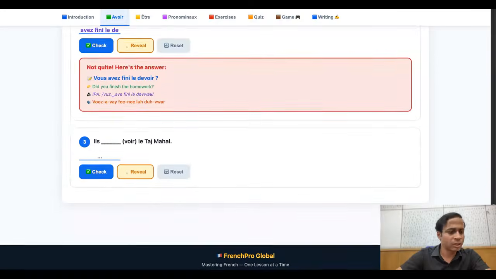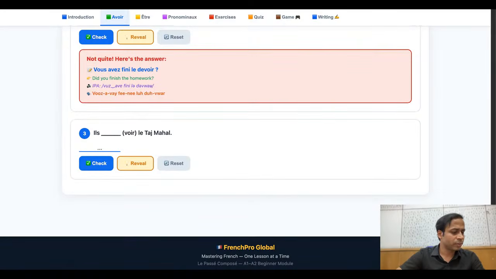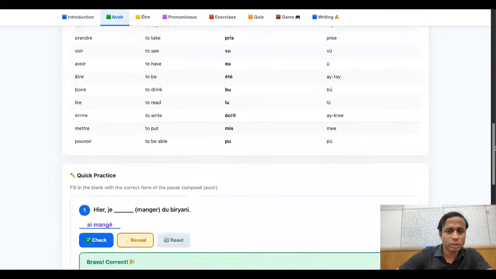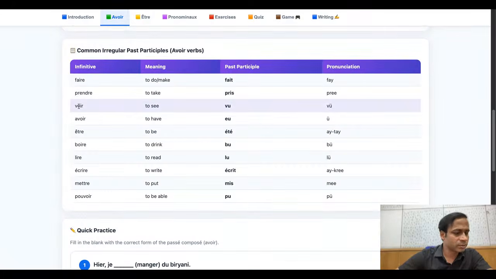Now for the third, what have you written? Ils ont vu le Taj Mahal. Who has written that? Priyanshu. Ils ont vu le Taj Mahal. Fine. See, here the subject is plural. Although it is plural, you don't have to make any changes in the past participle, because the past participle of voir you can see on the top of your screen is vu.